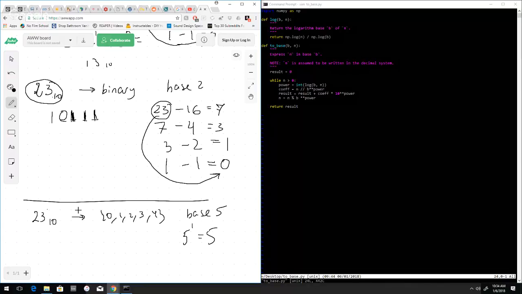So since the highest power is 1, we put our placeholders just like before. That's the 0th power. That's the first power. But now we ask, what is the coefficient that will go in front of this first power? What is the highest multiple of this first power that fits in 23? And that was 4. So the number that I will put here is 4. And I'm allowed to do that because 4 is a digit in my system.